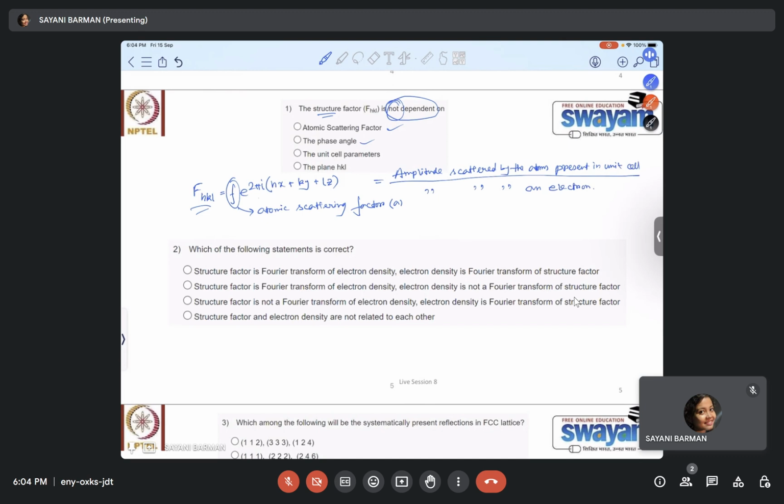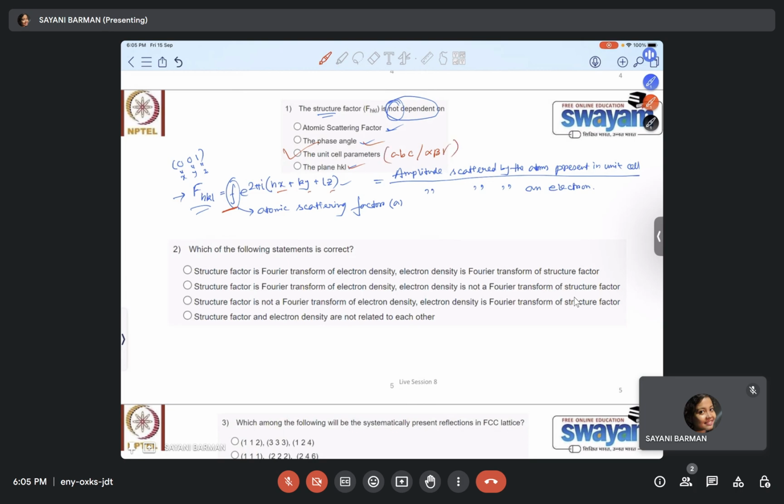And from this expression only you can get the HKL. Let's say if it is the 0, 0, 1 plane, then we'll put x equals 0, y equals 0, z equals 1 here. So the structure factor is dependent on the atomic scattering factor, then the phase angle, and also the plane HKL. So the answer will be unit cell parameters. It doesn't depend on the unit cell parameters a, b, c or alpha, beta, gamma.